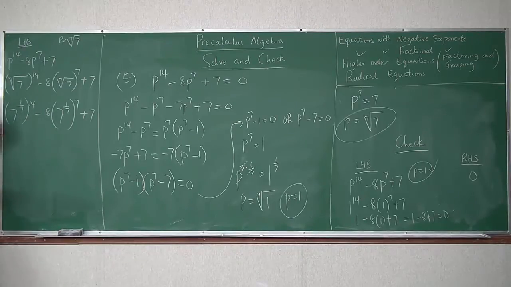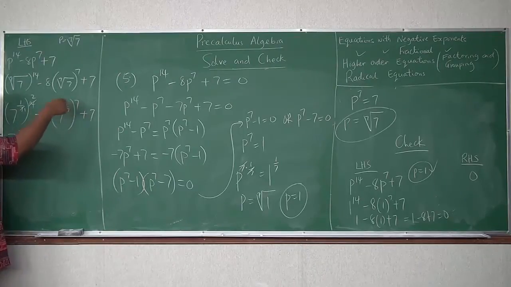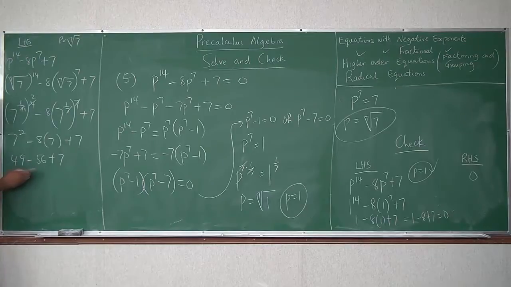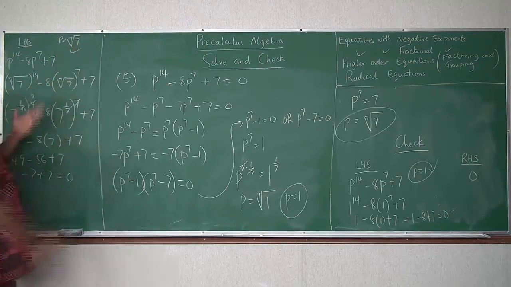Laws of exponents. When you have an inside exponent and an outside exponent, you multiply them. So 1 over 7 times 7 is 1, 1 over 7 times 14 is 2. So this is 7 squared minus, of course, the 7th power of the 7th root cancels, just like square of square root. This is 8 times 7, then plus 7. So this is 49 minus 56 plus 7. And that is negative 7 plus 7, which is 0. So this works too. Okay, you can do it.